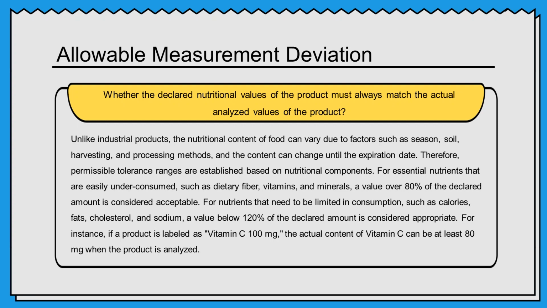For essential nutrients that are easily underconsumed, such as dietary fiber, vitamins, and minerals, a value over 80% of the declared amount is considered acceptable. For nutrients that need to be limited in consumption, such as calories, fats, cholesterol, and sodium, a value below 120% of the declared amount is considered appropriate.